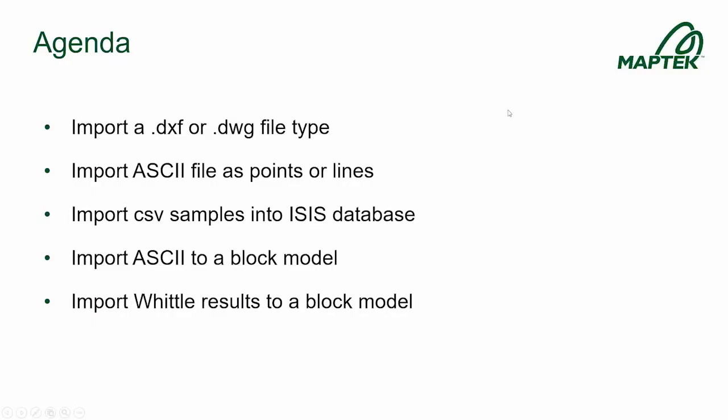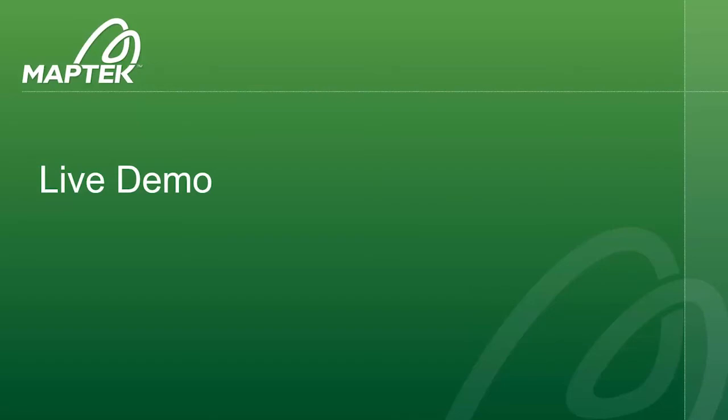We're going to look at importing a DXF and a DWG file type into Vulcan, both points, design data, and triangulations. Then we're going to look at importing ASCII file as design data. We're going to look at how to quickly import CSV data samples in particular into an ISIS database. We're going to look at how to import ASCII data into a block model, and we're going to look at importing Whittle results into a block model as well. So let's get on to the action.